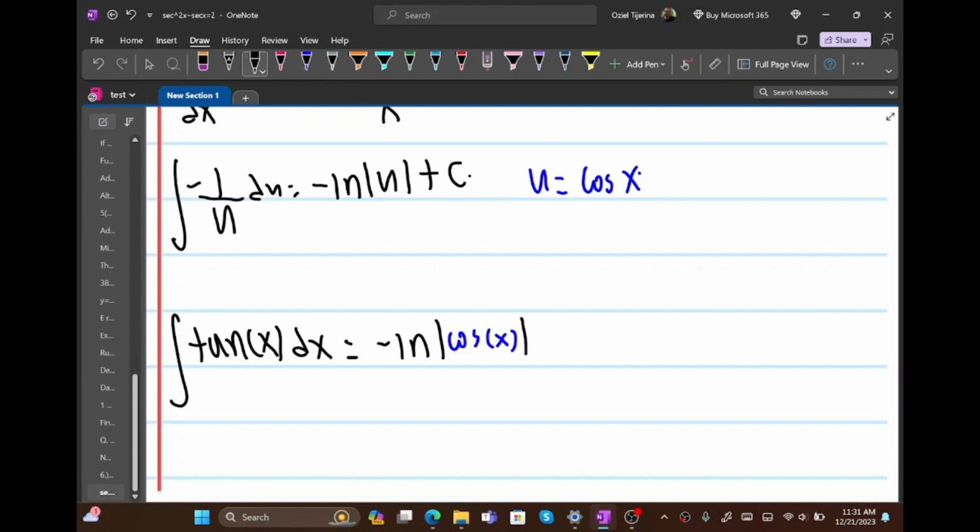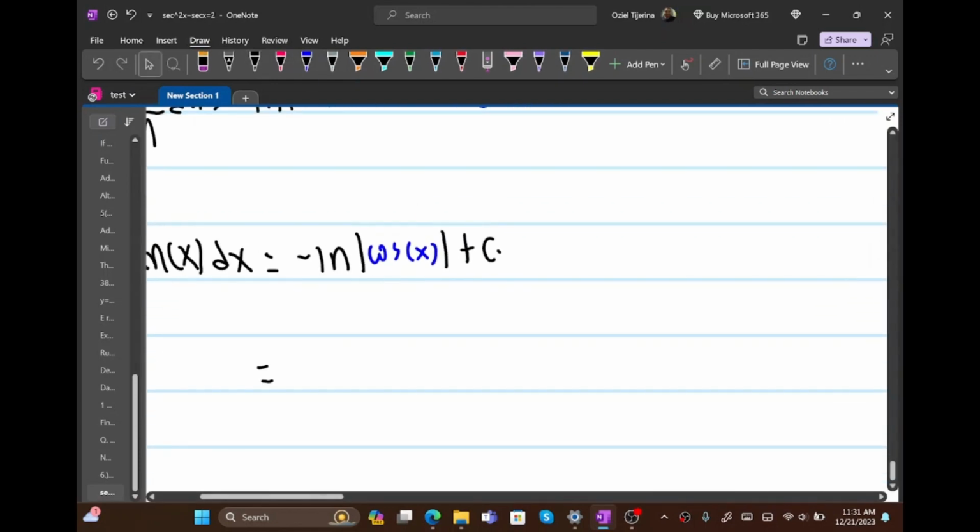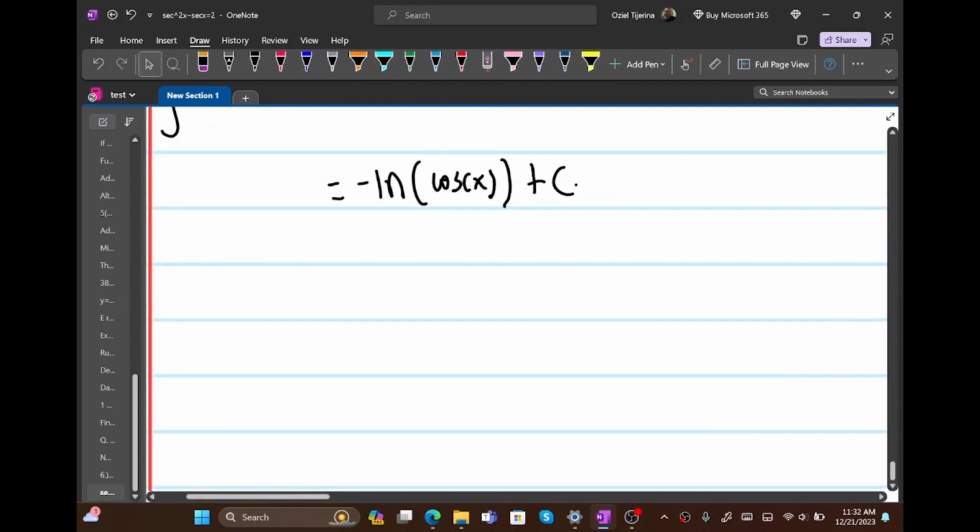Now, there was, and then plus constant of integration, c. Or you can also say, if you want, I don't know if they allow this, but negative natural log of cosine of x, just like this, plus constant of integration, c. There was another answer.